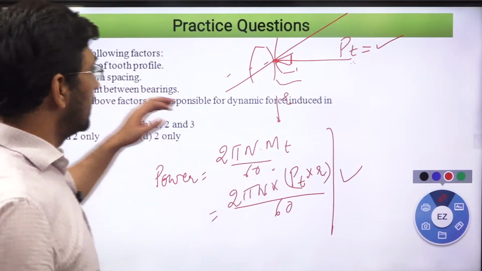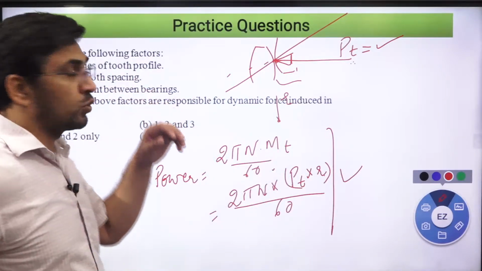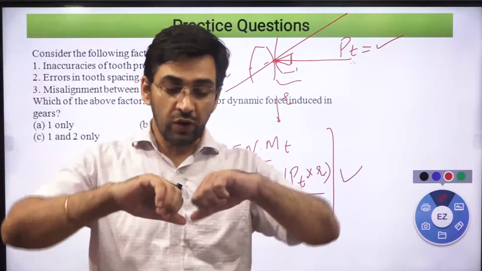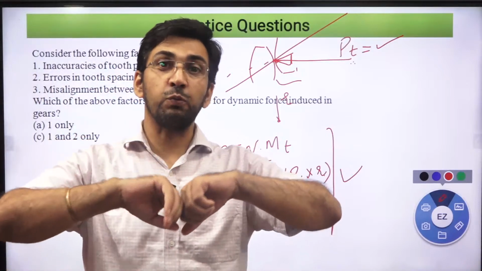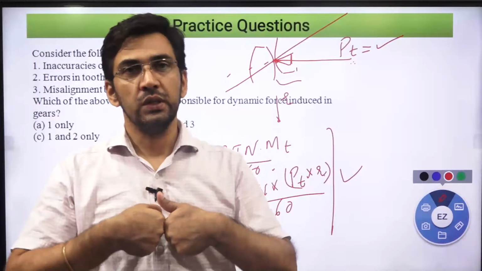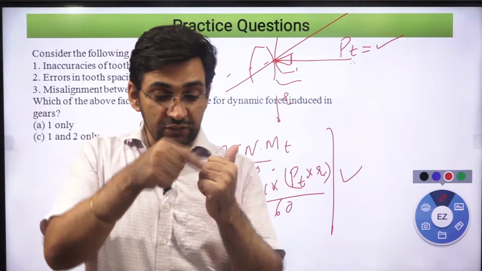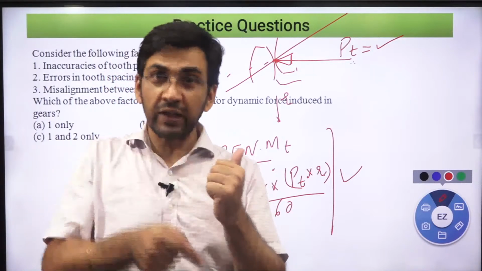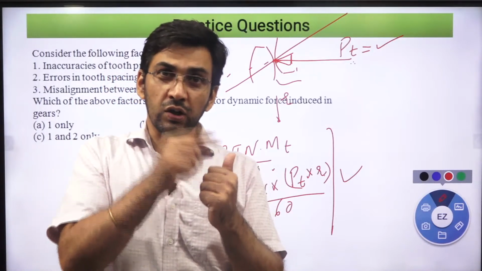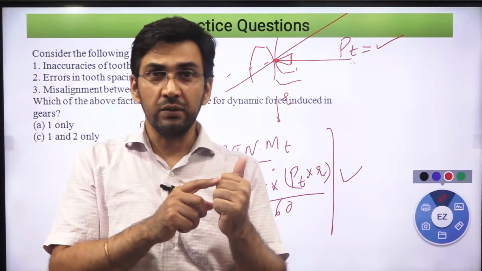For example, let's say I will go one by one. Inaccuracy of tooth profile. We are assuming that you have absolutely perfectly manufactured that involute profile. But is it possible for you? No. Inaccuracies in gear tooth profiles may take place. Inaccuracy means the curve that you have obtained, is it perfectly what you have designed, or is it deviating from that? If it is deviating, you're going to have trouble.